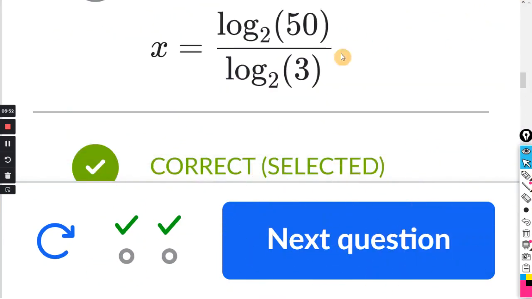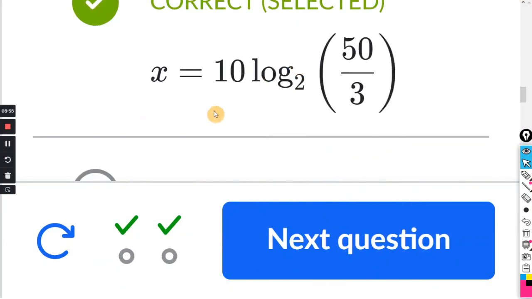So we just had to make a slight adjustment. Dividing by 0.1 is the same as multiplying by 10.